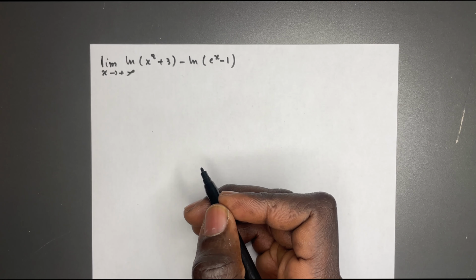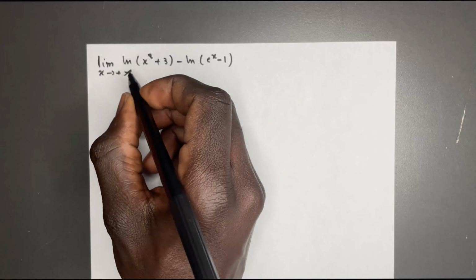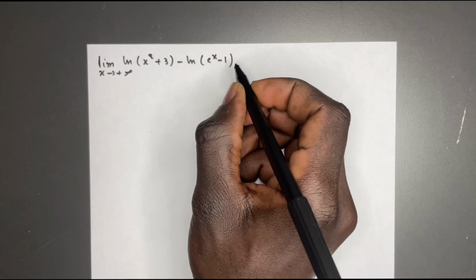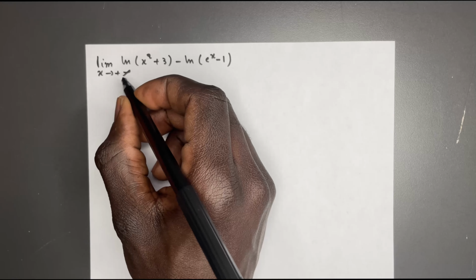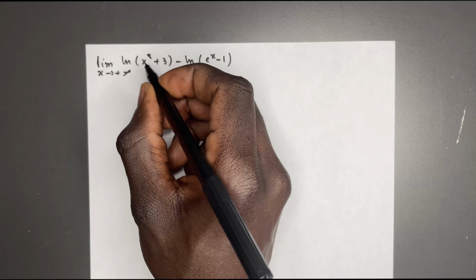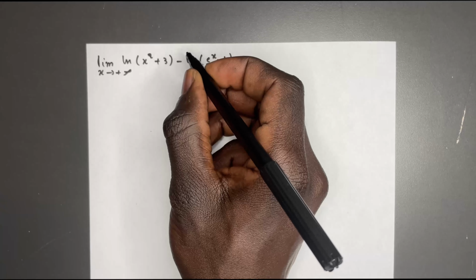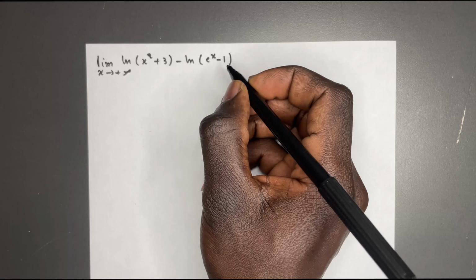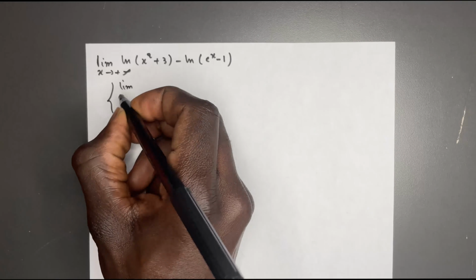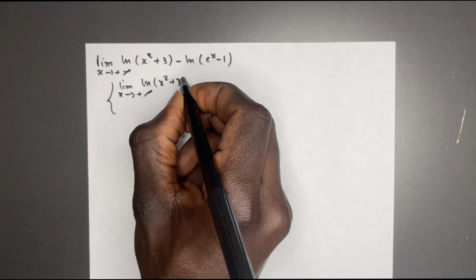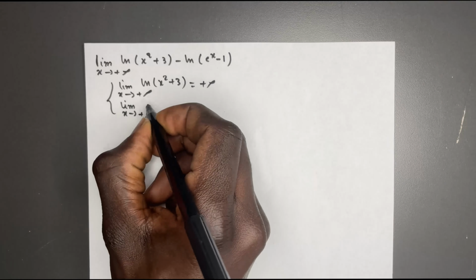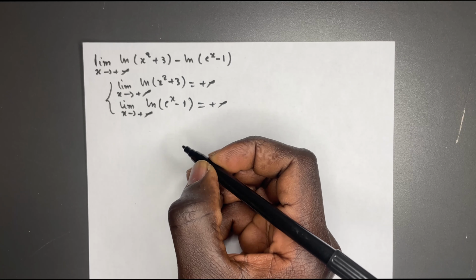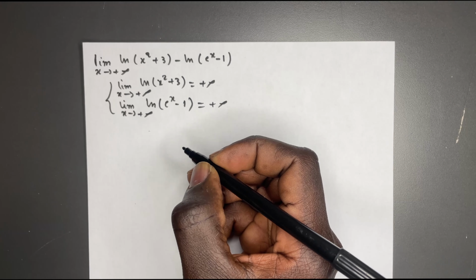Let's evaluate the limit as x approaches infinity of ln of (x squared plus 3) minus ln of (e to the x minus 1). First, observe that as x approaches infinity, ln of (x squared plus 3) goes to infinity and ln of (e to the x minus 1) goes to infinity too. So we have an indeterminate form, infinity minus infinity.